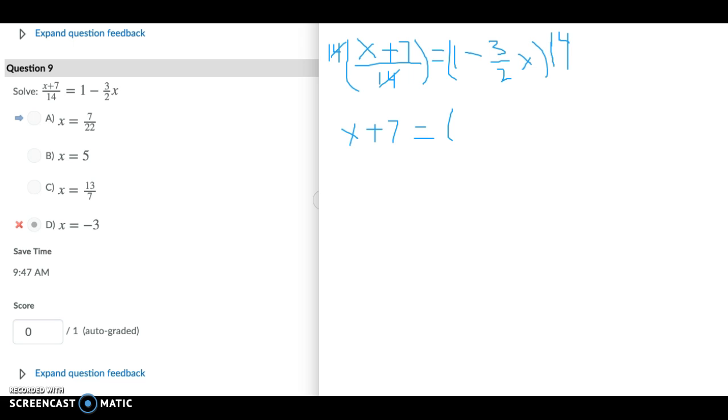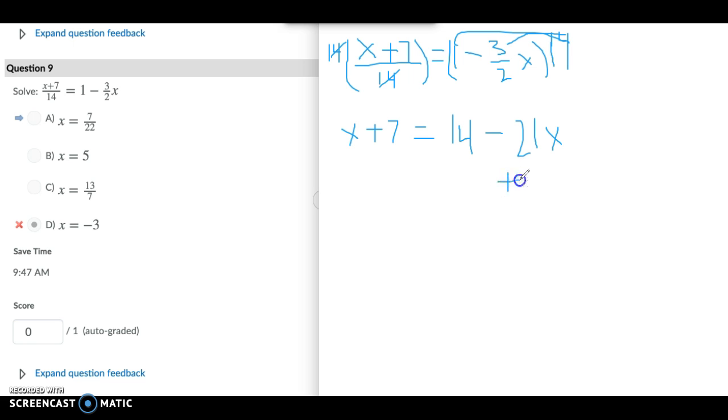So then I need to distribute it. So 1 times 14 is 14. And then I need to do this, which is going to be negative because I have a negative sign, and it's a negative times a positive. So 14 times 3 is 42. Divided by 2 is going to give me 21x. So isn't this a lot easier than working with the other thing?